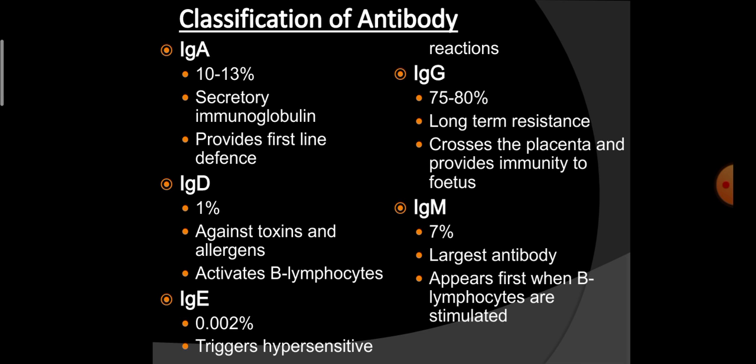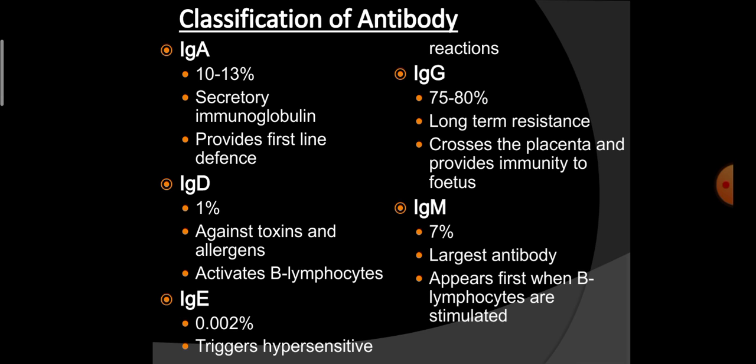Now coming to IgE, it forms only 0.002%, but it is very important because it triggers hypersensitive reactions. How does this happen? By inducing basophils and mast cells to release histamine. We have learned about mast cells, a type of macrophage. It releases histamine whenever there is a hypersensitive reaction. When histamine is released, it produces inflammatory or other kinds of reactions.